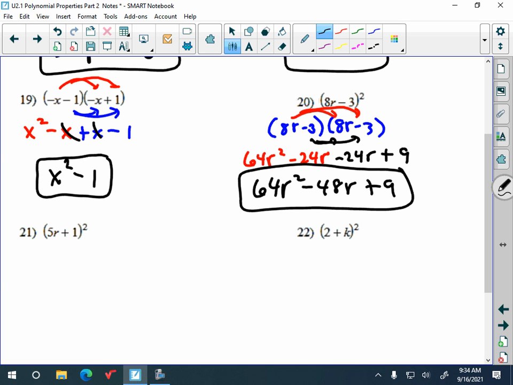So the trick on this is, if you see it, okay, if you square this first term, you get this first term. If you square this last term, you get the last term. If you multiply these two together and double it, you get another term. Okay, so that's what makes it special. If you can memorize that pattern, go for it. If not, just do it exactly the same way as we did. That's the safest one.